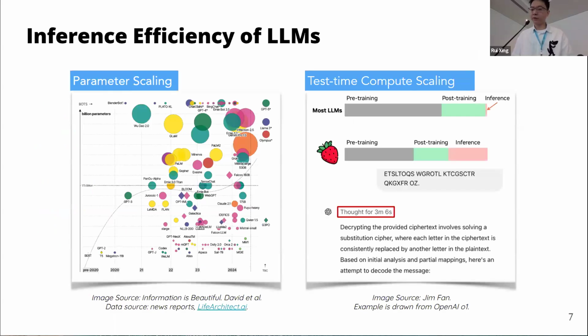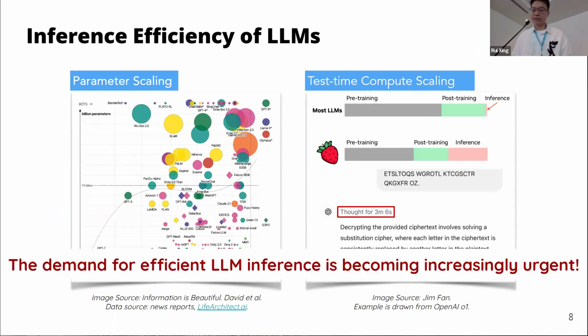However, considering both the increase of large language model sizes and test-time scaling, the demand for efficient large language model inference is becoming more and more urgent. For example, as shown on the right, for a single input query, the inference time of O1 can take up to 3 minutes. To enhance AI services and reduce user waiting times, we need more efficient inference strategies.